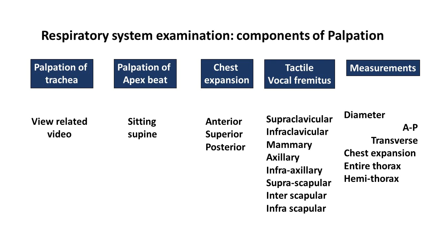Tactile vocal fremitus is a method in which the patient is asked to say 1, 1 or 99 repeatedly and steadily, and the examiner assesses the conduction of these sounds to the chest wall. It is assessed in 8 locations, which are supraclavicular, infraclavicular, mammary, axillary, infra-axillary, suprascapular, interscapular, and infrascapular.